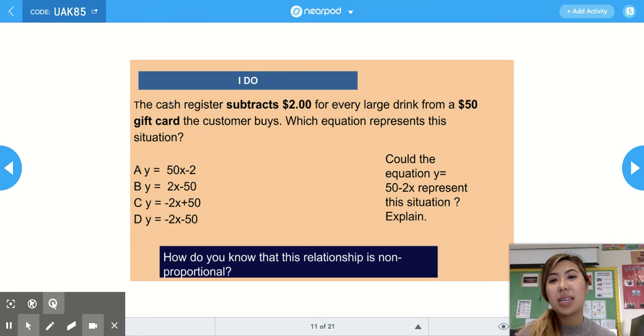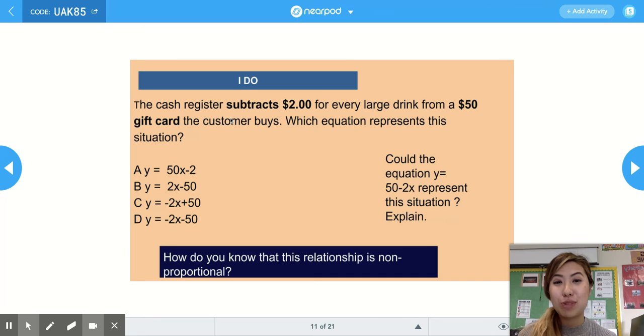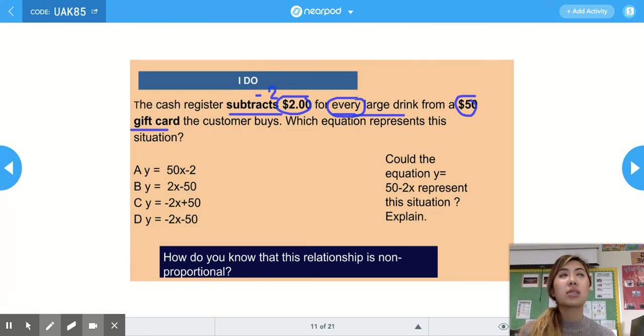This Ija reads the cash register subtracts $2 for every large drink from a $50 gift card the customer buys. Which equation represents this situation? So subtracts $2, that's minus 2. And it says for every large drink. Every is a key word that tells us that we're either multiplying or dividing. In this case, because we know that we're writing linear equations, we're multiplying.